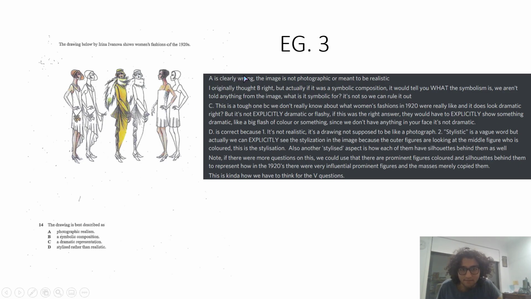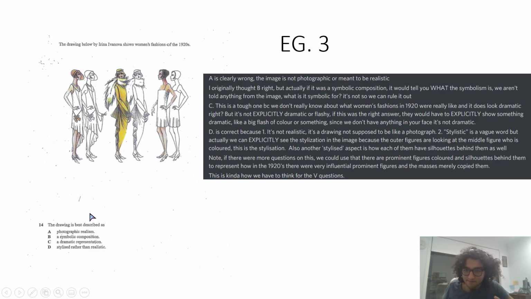A is clearly wrong. The image is not photographic or meant to be realistic. Look at it. It's not photographic at all, right? It's not explicitly a photograph. It's not trying to be real, is it? So now B. So actually, let's go to C first. C, a dramatic representation.